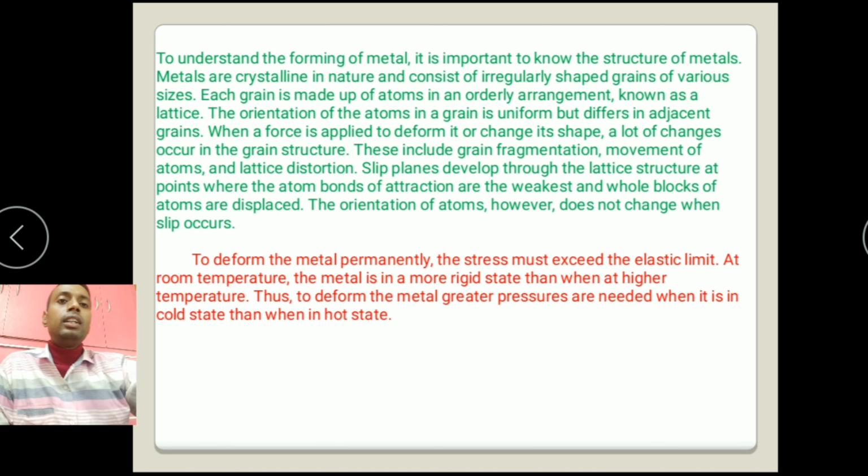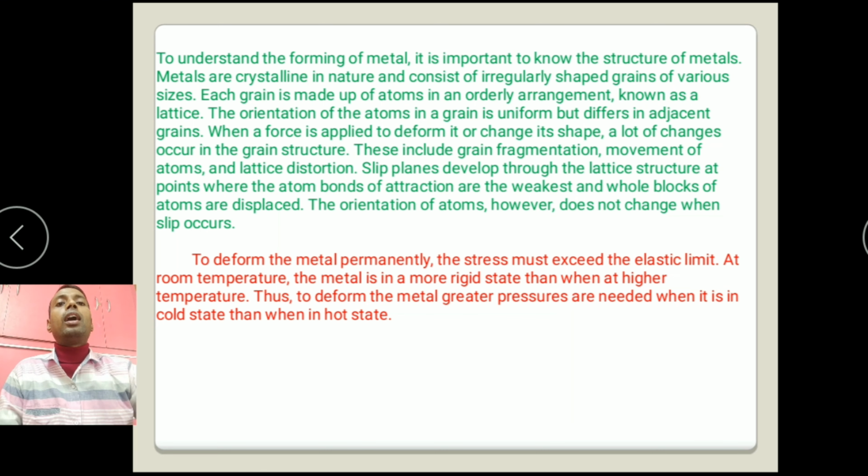To understand the forming of metal, it is important to know the structure of metal. Metals are crystalline in nature, all of you know that. They consist of irregularly shaped grains of various sizes. Each grain is made up of atoms in an orderly arrangement known as a lattice. The orientation of the atoms in a grain is uniform but differs in adjacent grains. When a force is applied to deform it or change its shape, what happens?